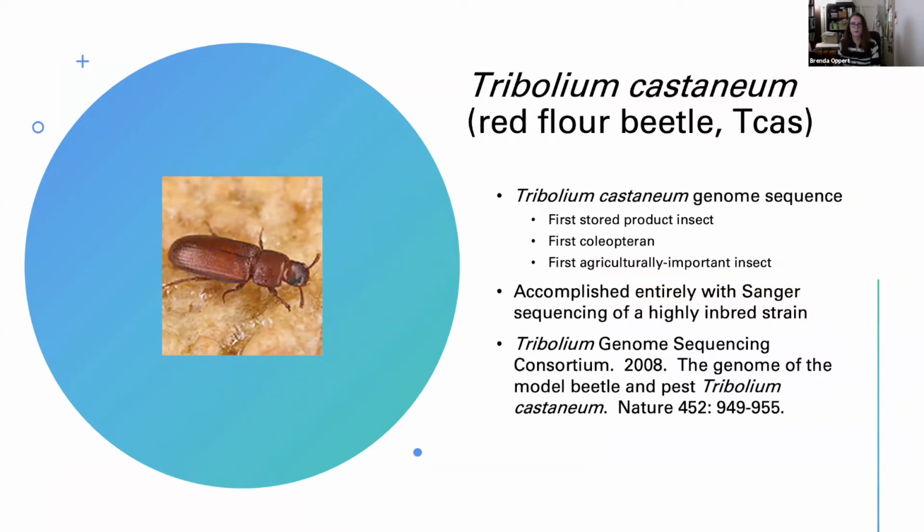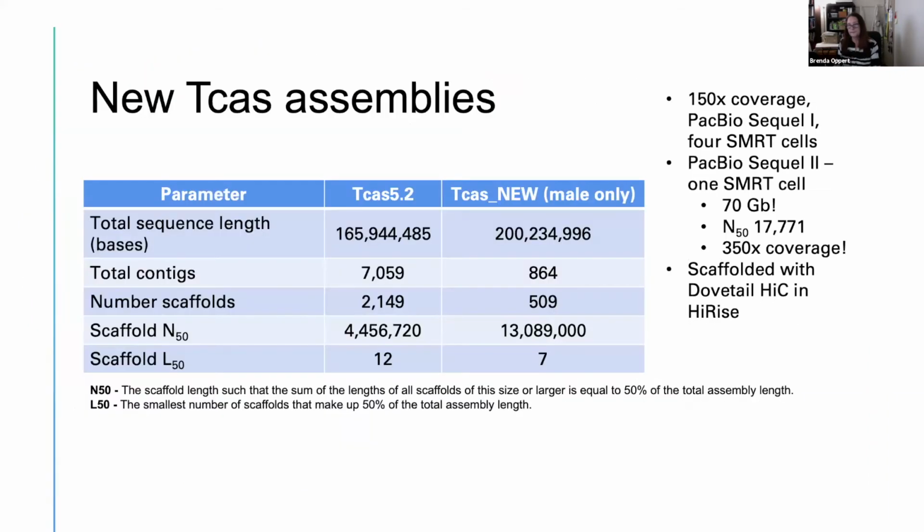It was actually the first stored product insect and the first coleopteran and the first agriculturally important insect to have a genome sequence. It was a mammoth undertaking at the time. It was entirely with Sanger sequencing, very expensive. And we used a highly inbred strain, and that was published in 2008.